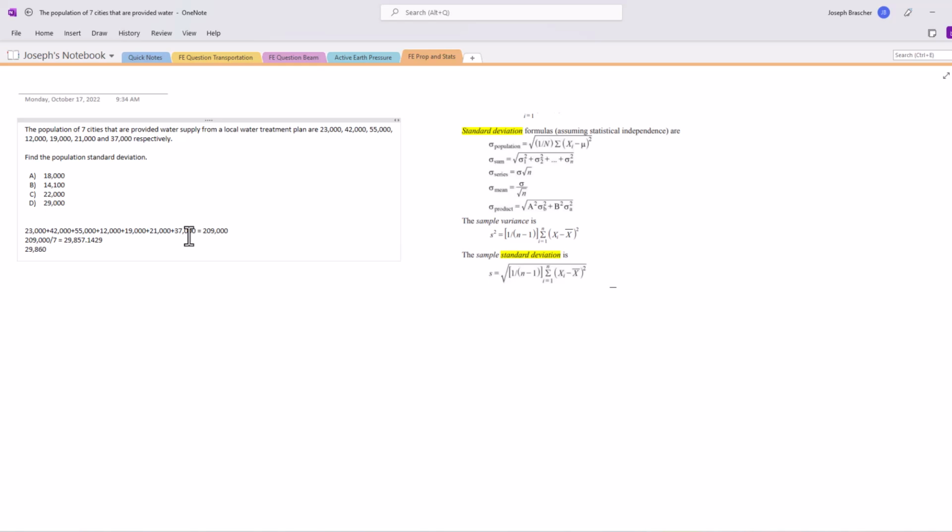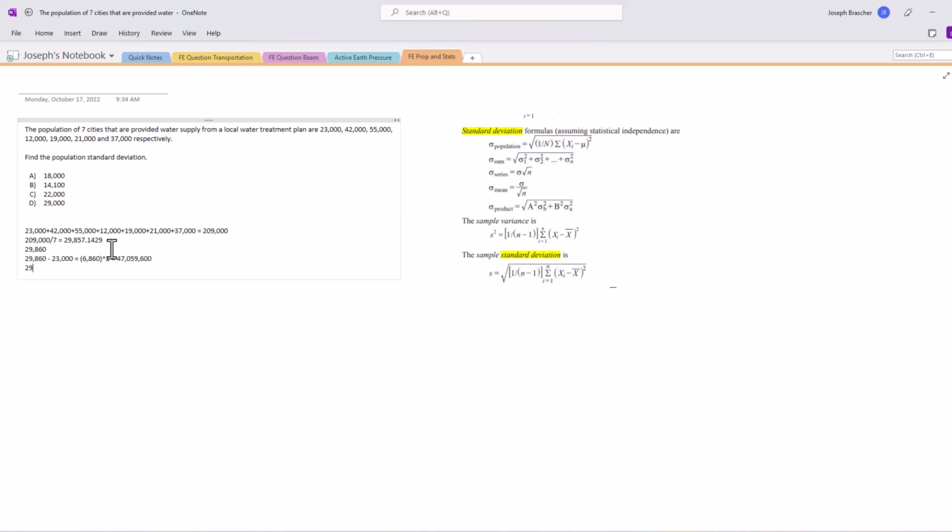So what we want to do is take that mean value and we're going to subtract the different values that we have here, starting with 23,000 and then working our way across the list here. That gives us 6,860. Now remember, we need to square that value here. That equals 47 million.